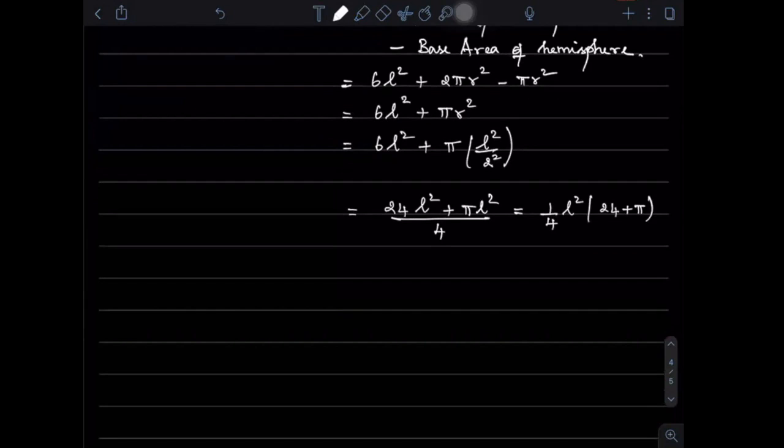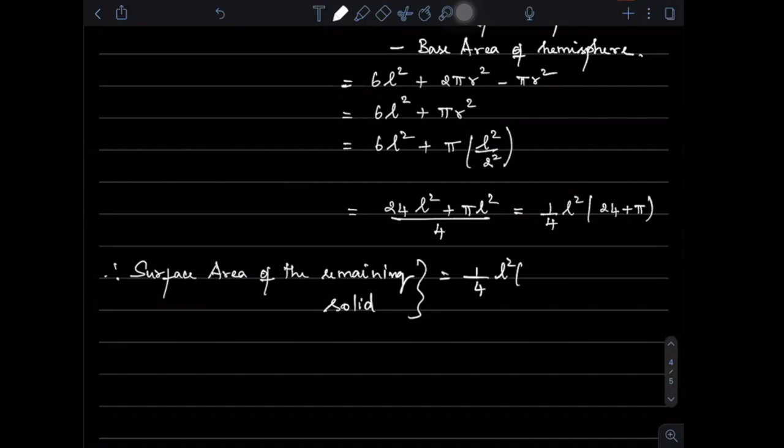So what should we write? Therefore, the required surface area, sorry, the surface area of the remaining solid is equal to, what will it be? 1 by 4 L square into 24 plus pi.